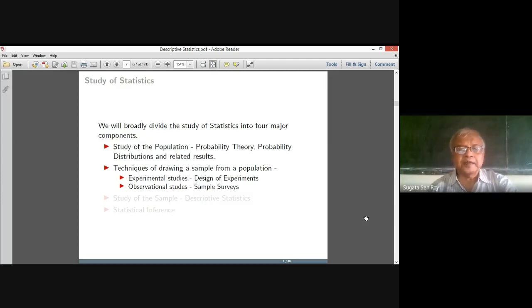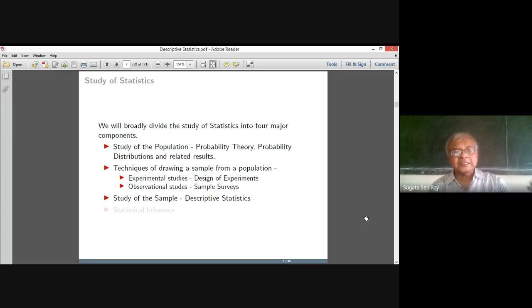If you are doing an experimental study, you have to do the design first. If you are doing an observational study, you have to define your sample survey method and collect the data accordingly. What for, I'll come to later. Once you have collected the data, you study the data, and this is a study of the sample. In statistical terms, we call it descriptive statistics, and this is the part I'll be talking on in the next hour or so.